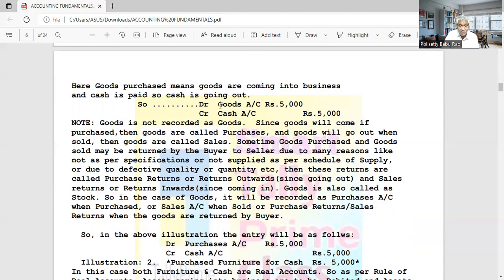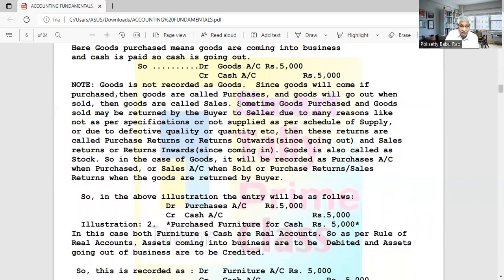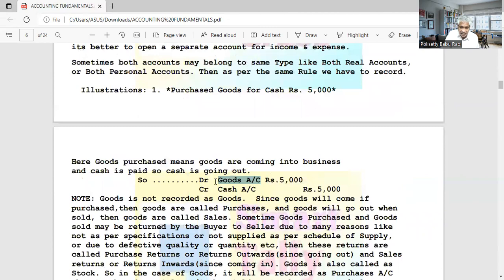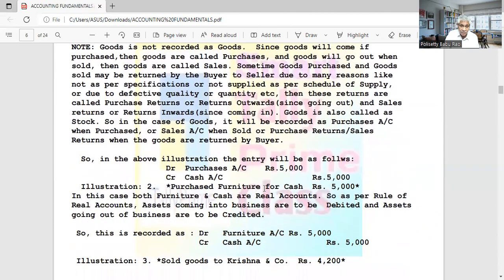What is meant by goods? Any article purchased for resale. We purchase and sell and we get profit. That is called resale. So purchasing goods with the intention of reselling, only then is it called goods. So any asset purchased for reselling is called goods. But if the asset is purchased not for resale but for use in the business, it is called a fixed asset, and it is not recorded as purchases but as furniture.